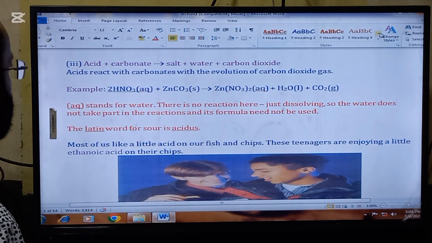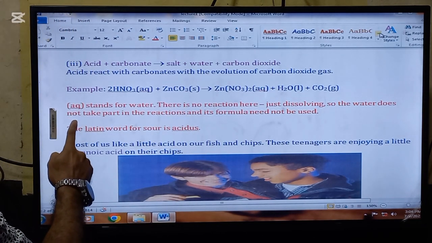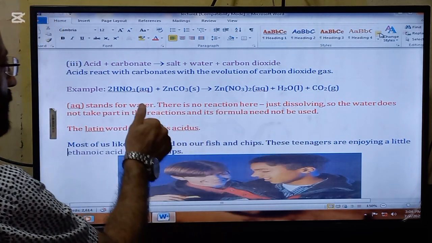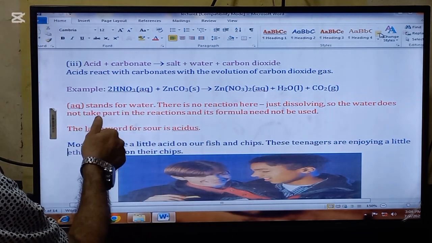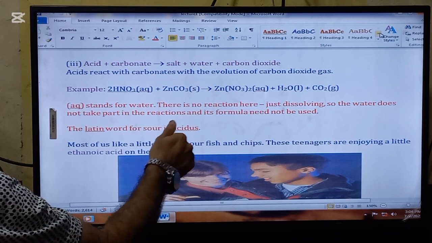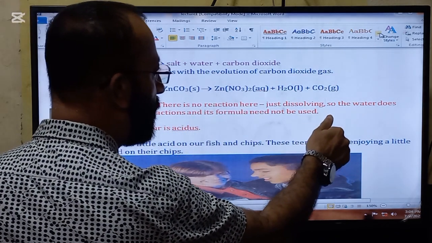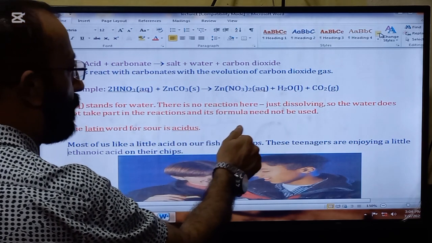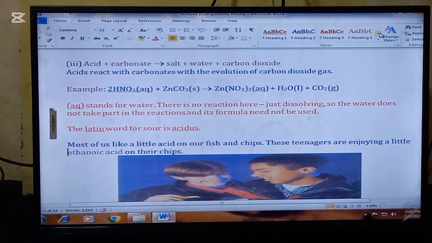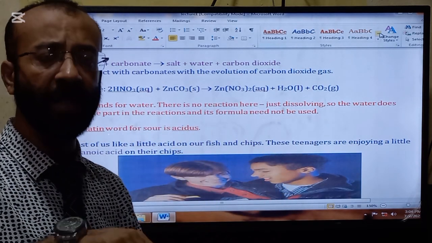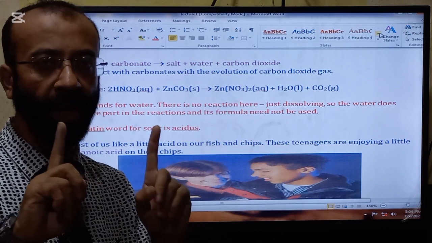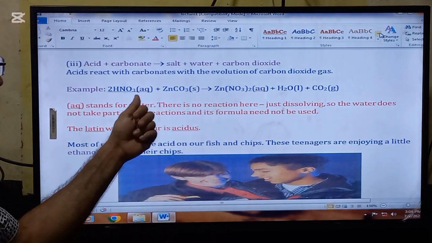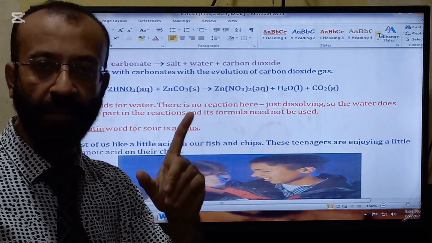Okay, further on, AQ. AQ stands for aqueous. So in the reactions, whenever you see AQ, that stands for water. There is no reaction here, just dissolving. So water does not take part in the reaction. Its formula need not be used. Aqueous stands for just dissolved. There is no need to write the formula of H2O here, and it will not take part in the reaction.